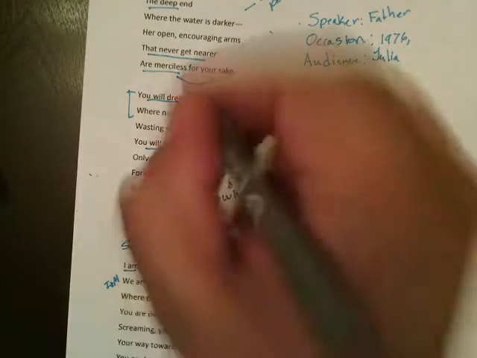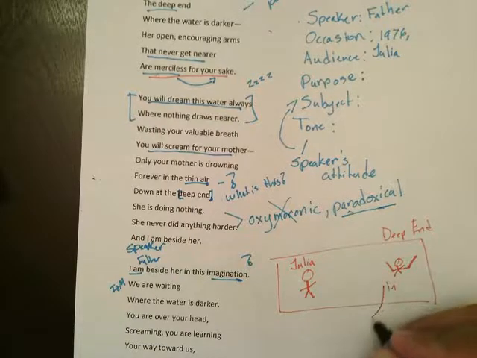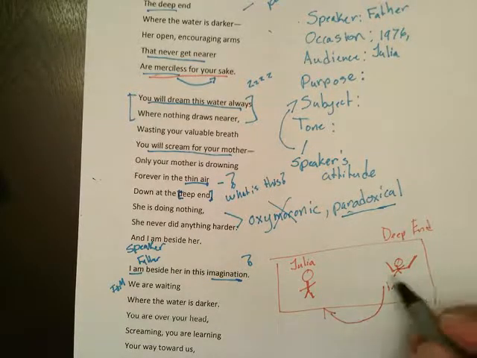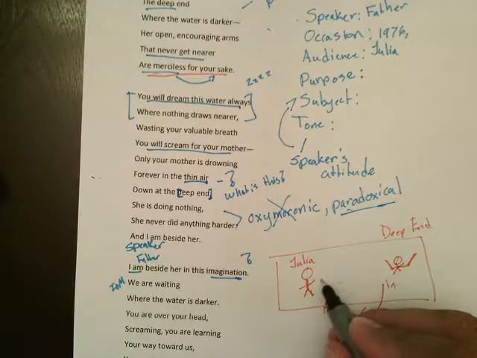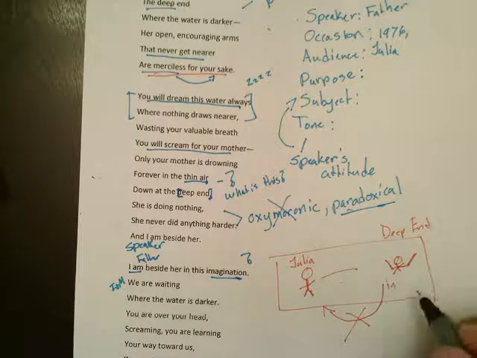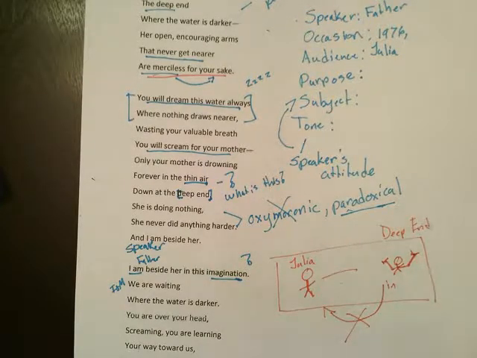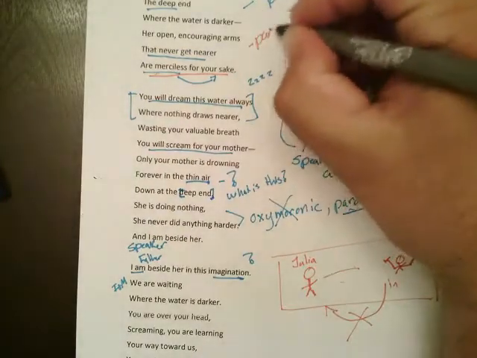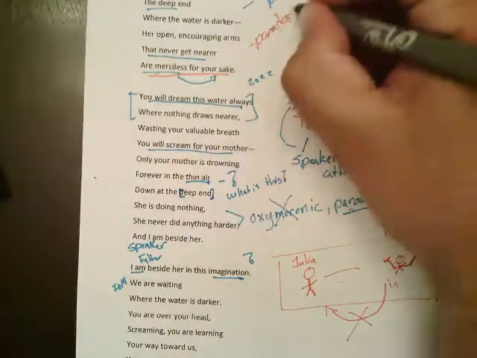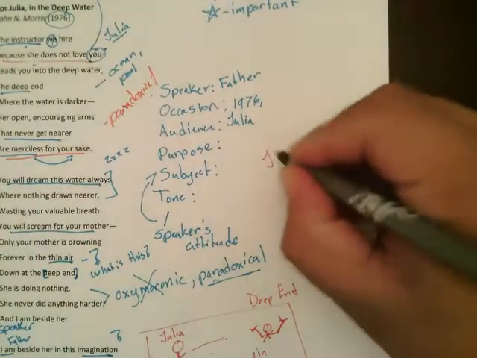So again, maybe I don't quite understand merciless for your sake yet, but I know that she's not coming towards her, right? This is not happening. So she's waiting for Julia. She's leading her into this deep end. And those arms are never getting nearer, even though they're encouraging. They're encouraging and they're also merciless. Again, paradoxical. We have what's called juxtaposition going on.